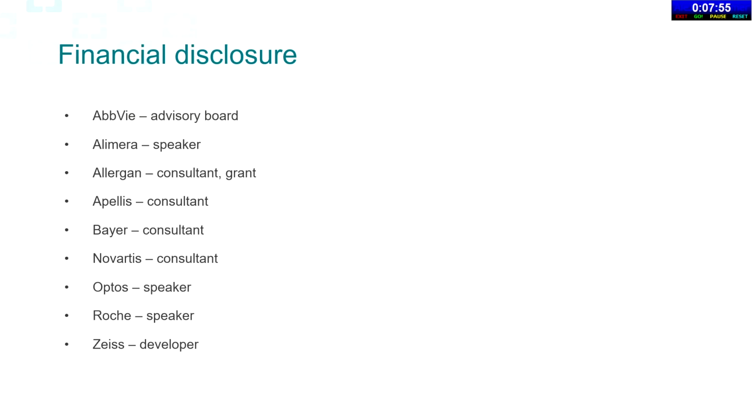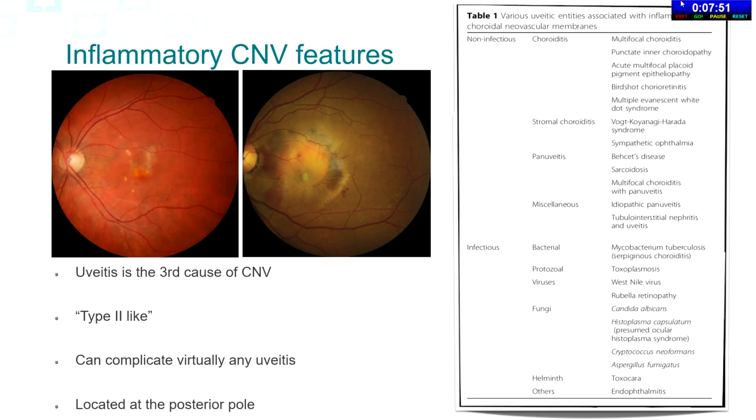So it's a pleasure to be here. These are my financial disclosures, but they're not really relevant to the papers you're going to see. Inflammatory CNVs are the third type of CNV due to uveitis, and you all know that they're mostly associated with multifocal choroiditis and PIC, and they're mostly type 2 because we're talking about young patients where the RPE is very adherent to the Bruch's, and so the blood vessels sprout through.